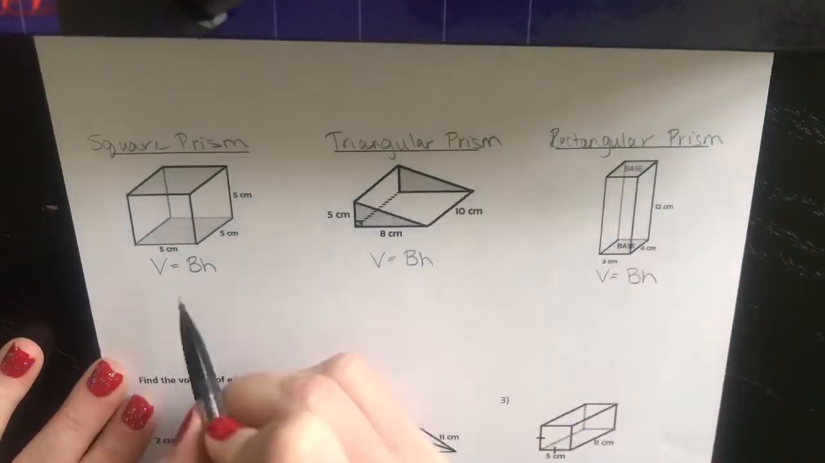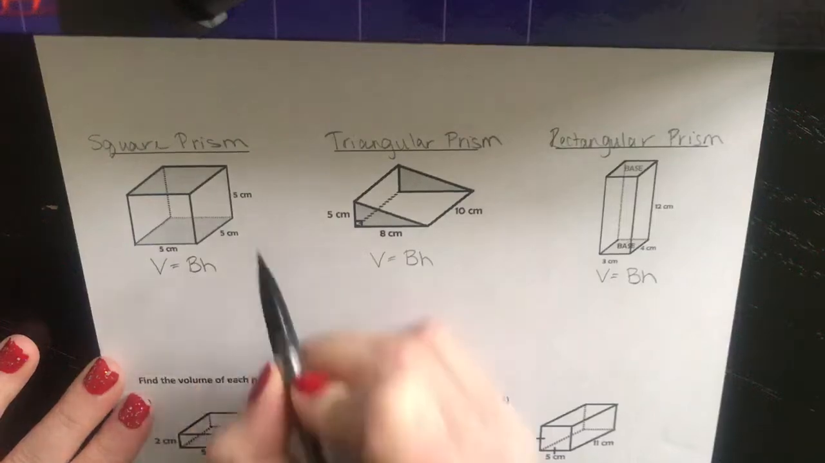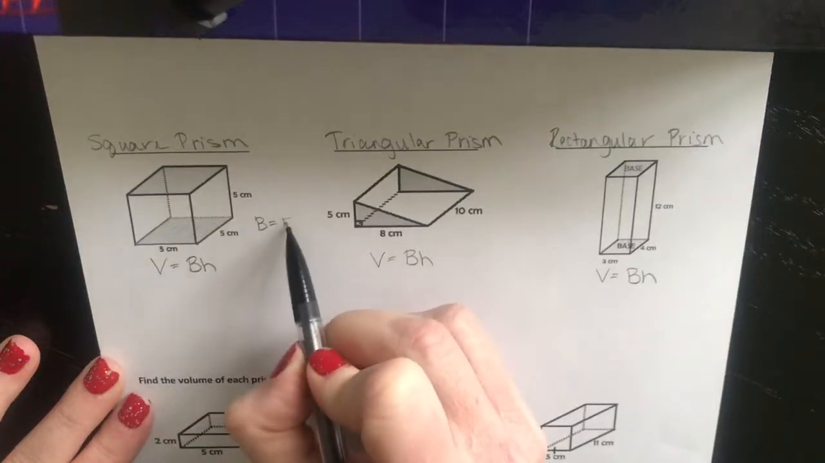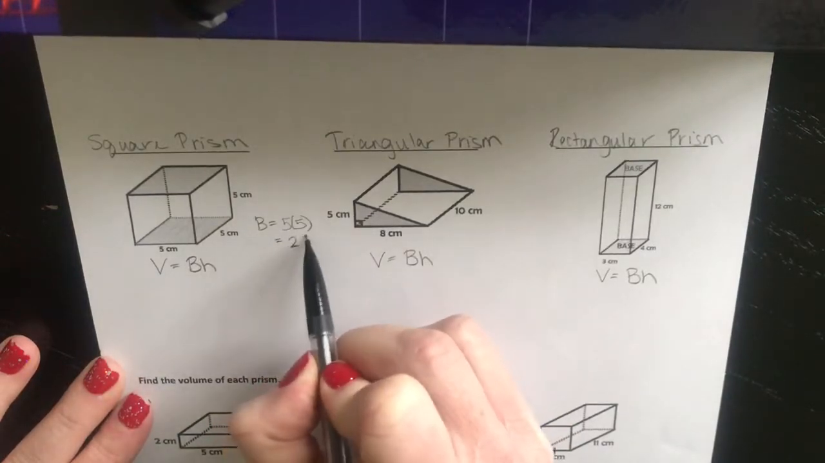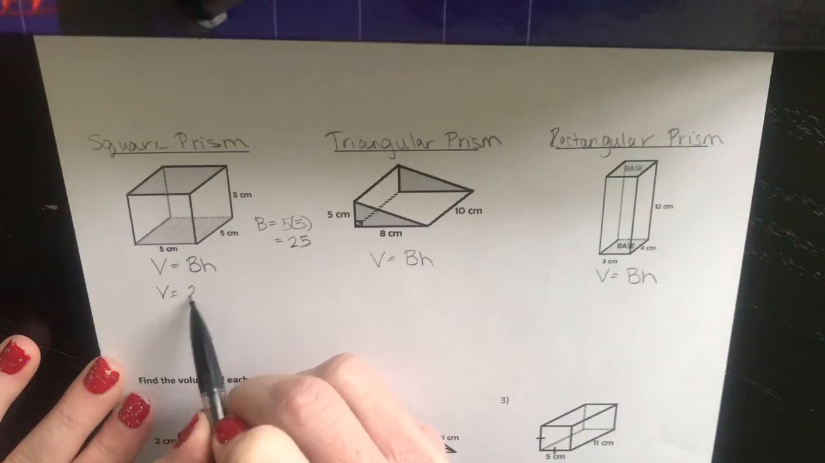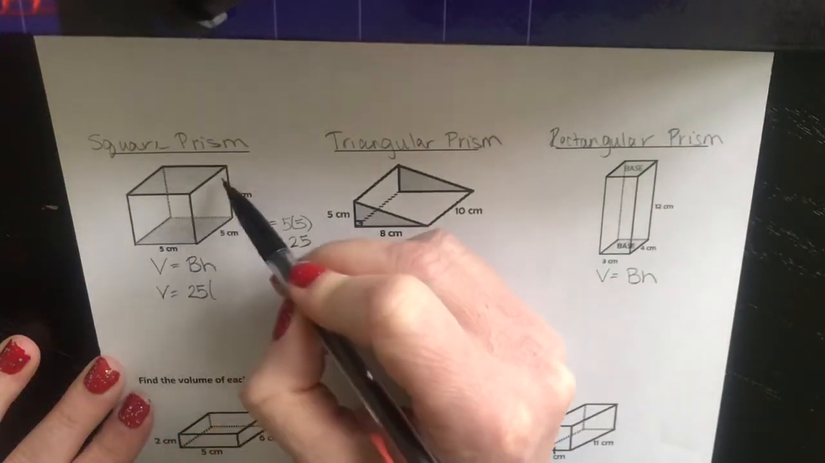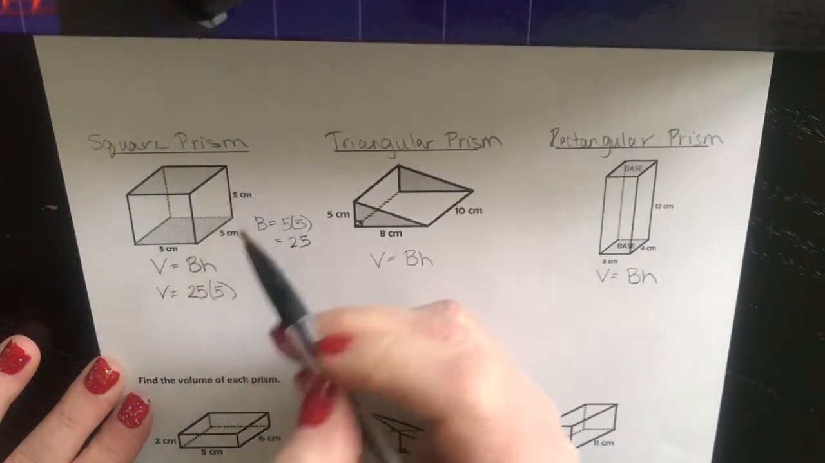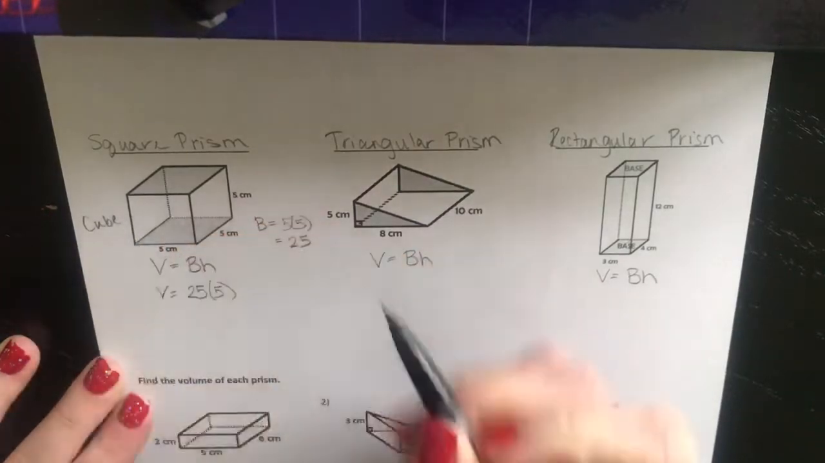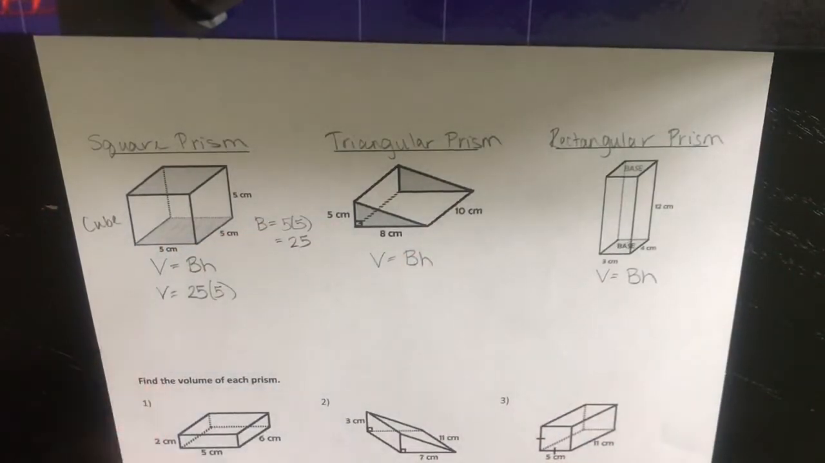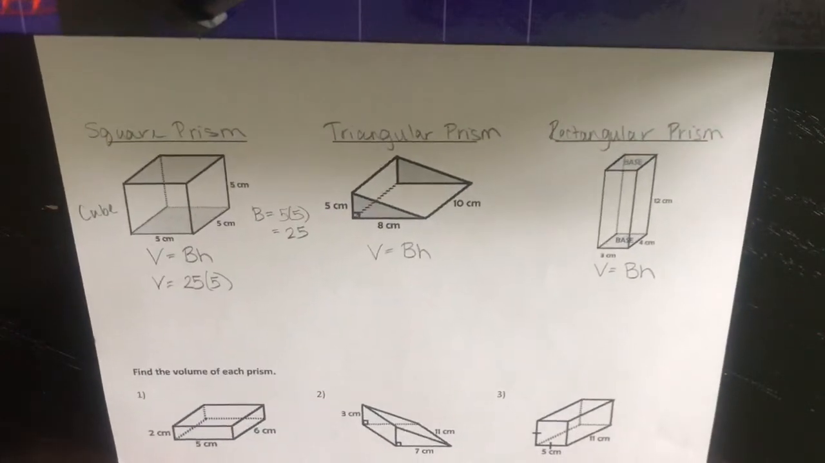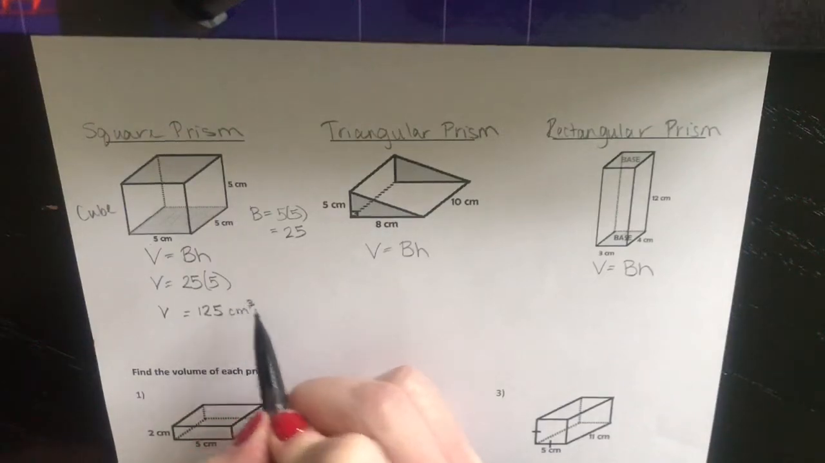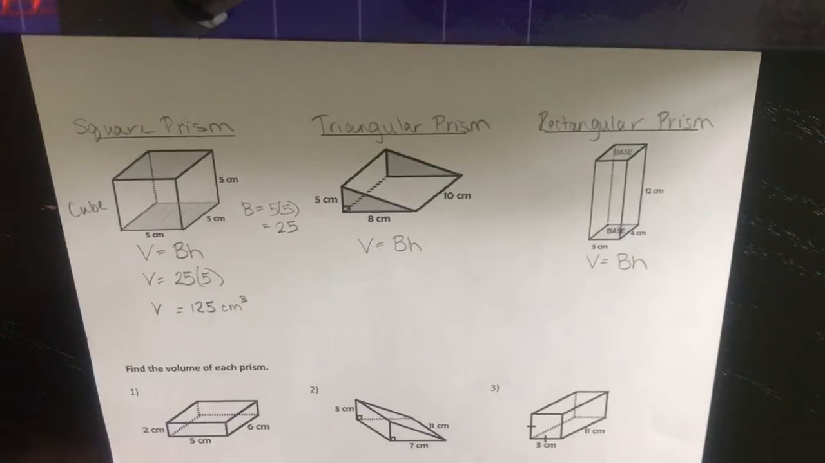Again, capital B says we have to find the area of the base. Right now this base is a square. To find the area of a square, I would do 5 times 5 and I would get 25. So this capital B gets replaced with 25. And then the height of the prism up and down here is 5. Noticing that this is all 5, 5, 5, and 5, we can actually call this one a cube because everything's the same. The last thing we have to do is type in 25 times 5 and we get 125. If you are going to label, your label gets a cubed because it is volume.